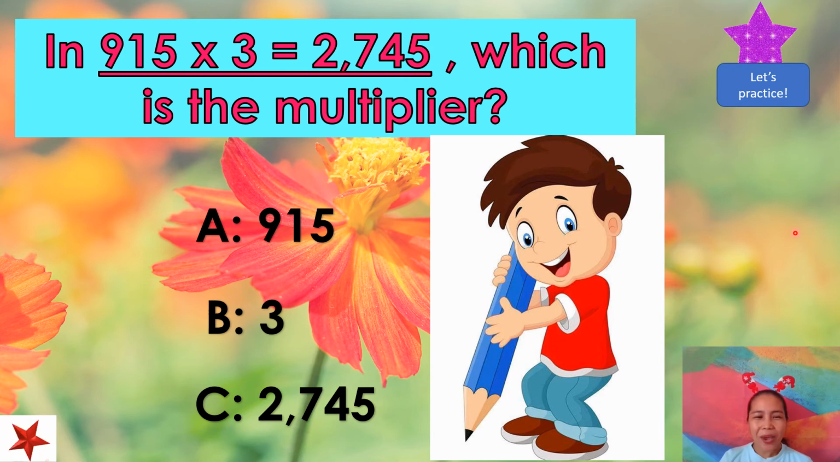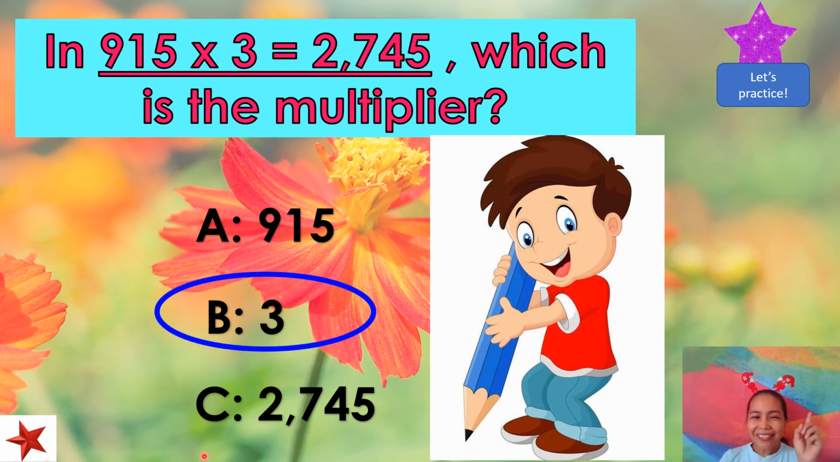Let's read this next question. In 915 times 3 equals 2,745, which is the multiplier? You choose A, B, or C. What's your answer? You are correct. It's letter B.